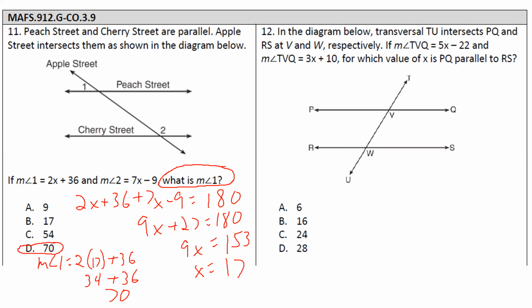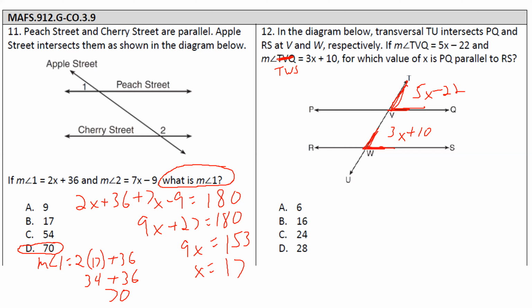On number 12, same idea. All of our angles either have to be congruent or supplementary. This is the one that had the error that I asked you guys to correct last week. The second value on here that says TVQ, I said change that so it's TWS. So we have two angles, TVQ, 5x minus 22, and TWS, which is 3x plus 10.